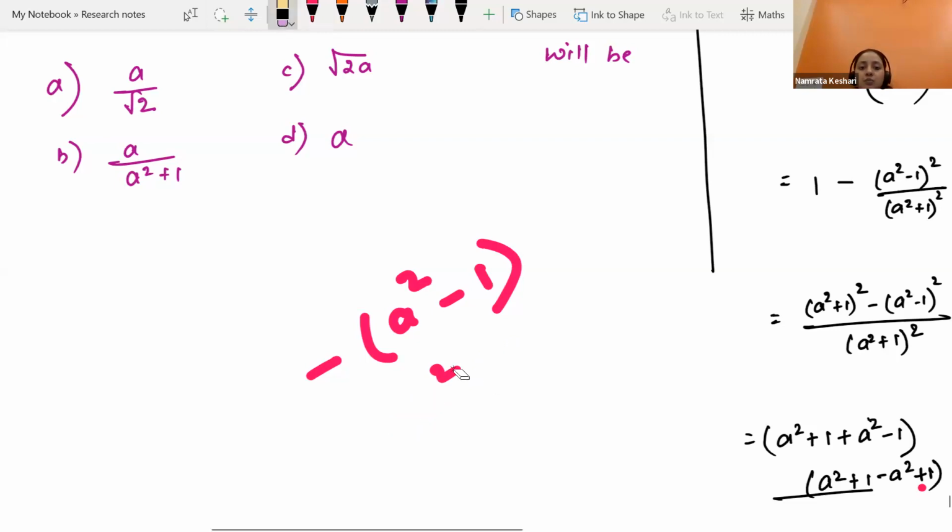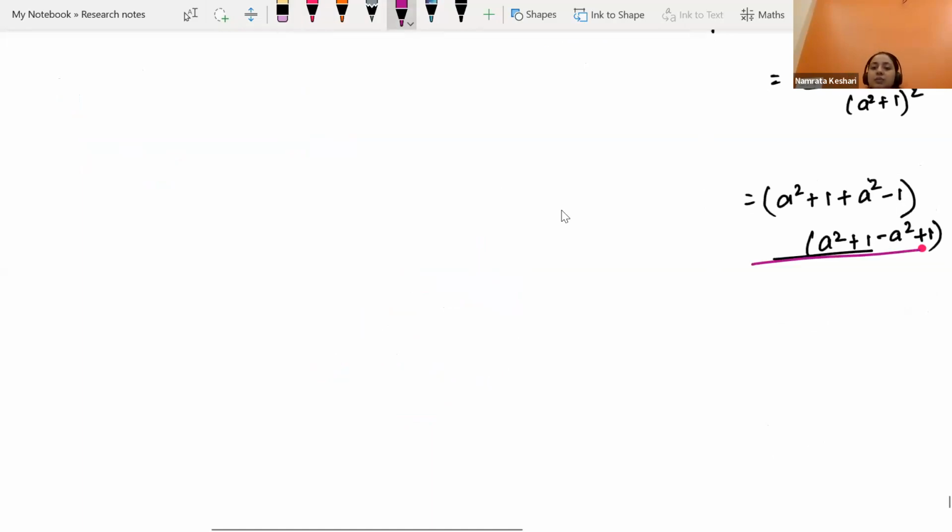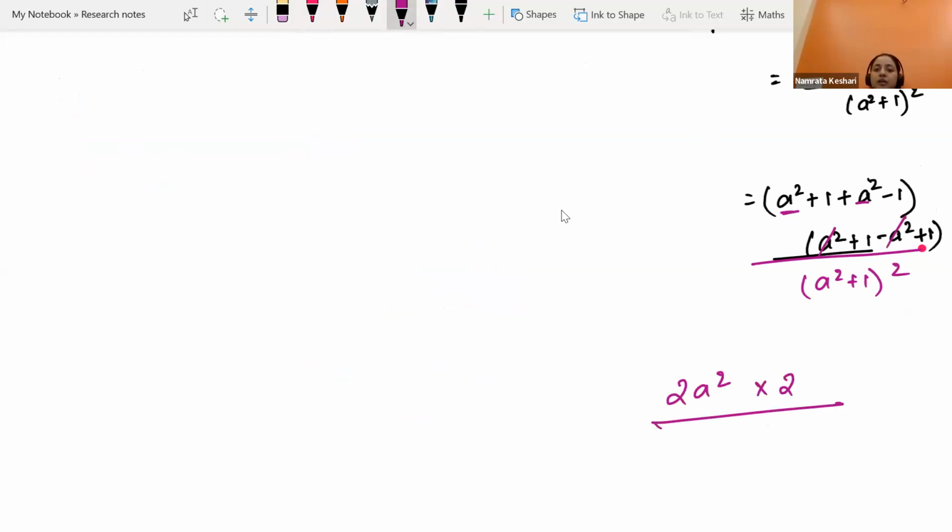Now when we do the simplification, the denominator will be as it is, that is a square plus 1 whole square. The numerator will be a square plus a square, that is 2a square, and then 1 plus 1, that is just 2. In the denominator we'll be having a square plus 1 whole square. Okay, this is our cos square theta.